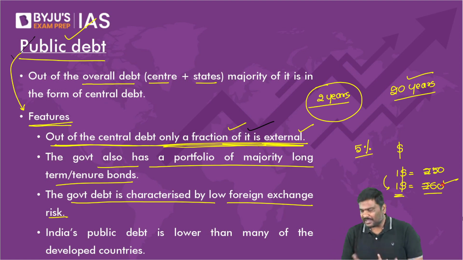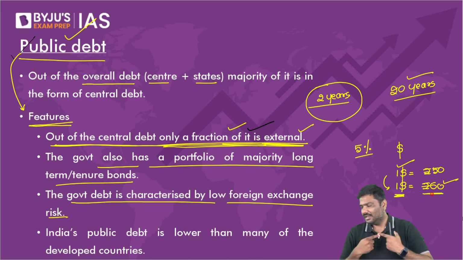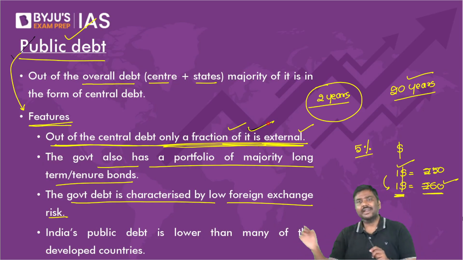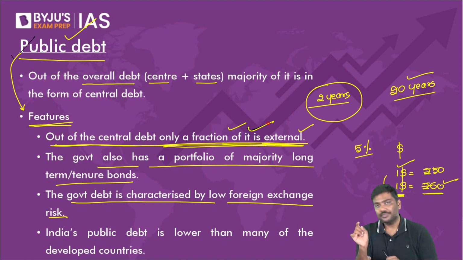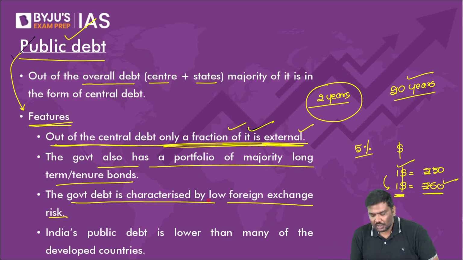I'll repeat the statement. You borrow $1 today, the exchange rate is $1 equal to 50 rupees, and after 1 year, when you're supposed to make a repayment, $1 is equal to 60 rupees. Is it not a risk for you? Of course, it is a risk, because in terms of rupees, you are paying more and more money. So whenever your borrowings from the external market are just a fraction of your borrowings, your debt faces low foreign exchange rate risk.